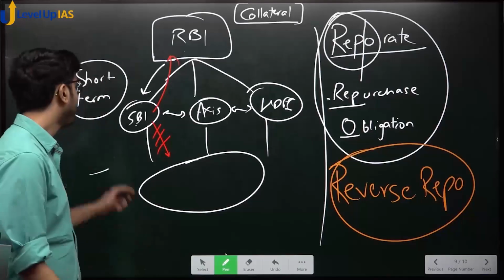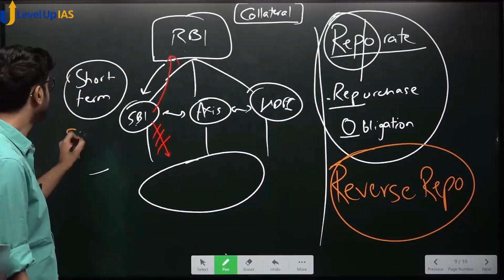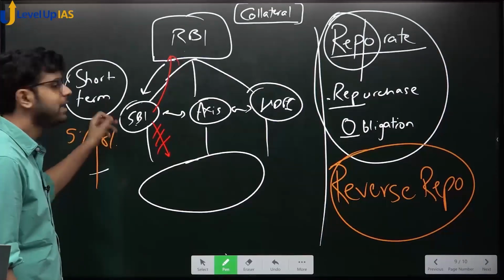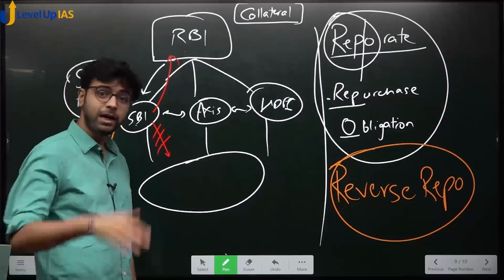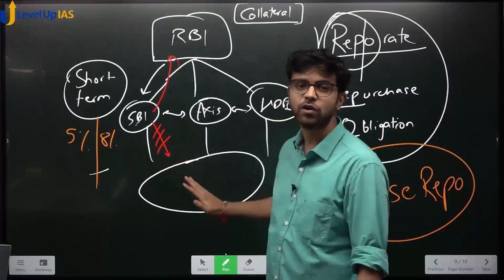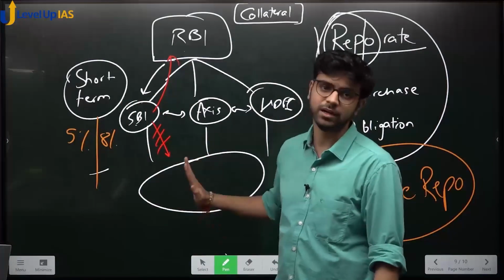Okay? So today SBI is borrowing at a repo rate of 5%. It is lending it out. Tomorrow if RBI increases it to 8%, what will happen? SBI will get less money because 8% is too costly, and then if this is too costly, then this will also become costly and this will become difficult.